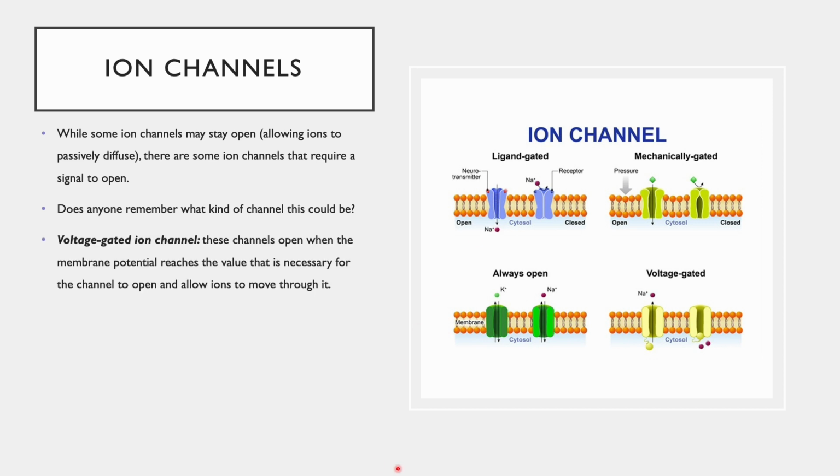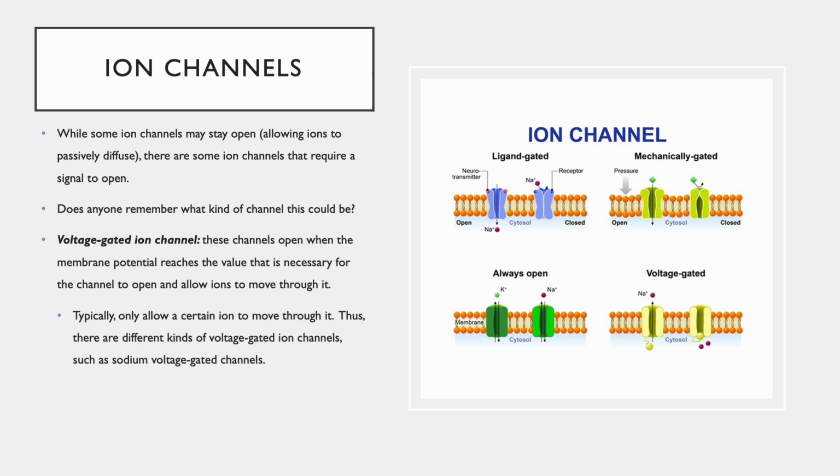We also have voltage-gated ion channels, as we've talked about before, in which these channels are selectively permeable to particular ions based on membrane potential. When the membrane potential reaches the value that's necessary for this channel to open, it allows ions to move in and out of it.